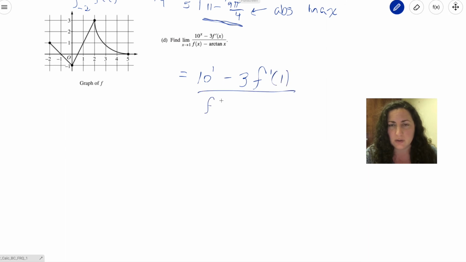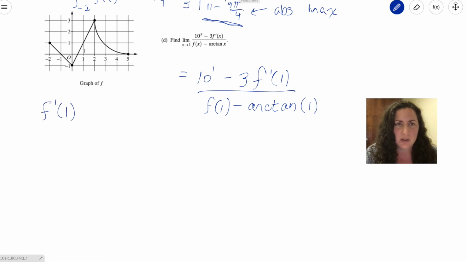So I'll just do that. f of 1 minus arctan 1. We're going to need to find the value of f prime of 1. When x equals 1, the graph of f is a straight line there, so the derivative at 1 is simply going to be the slope of that line. You can compute the slope by doing rise over run, change in y over change in x. If you use the 2 points (0, -1) and (2, 3), you can see that the change in x is 2 and the change in y is 4. And 4 over 2 gives us a slope of 2.